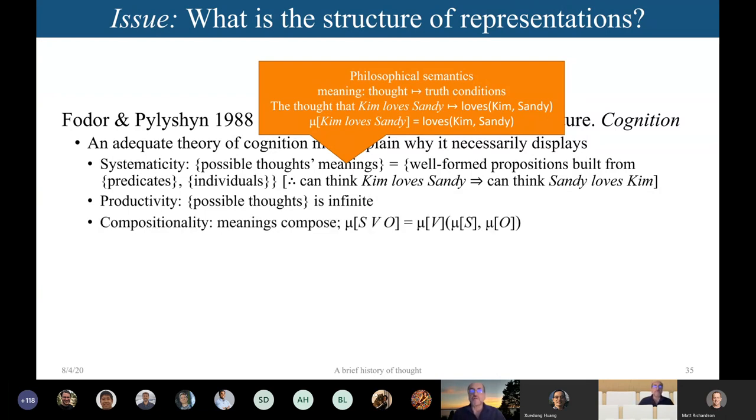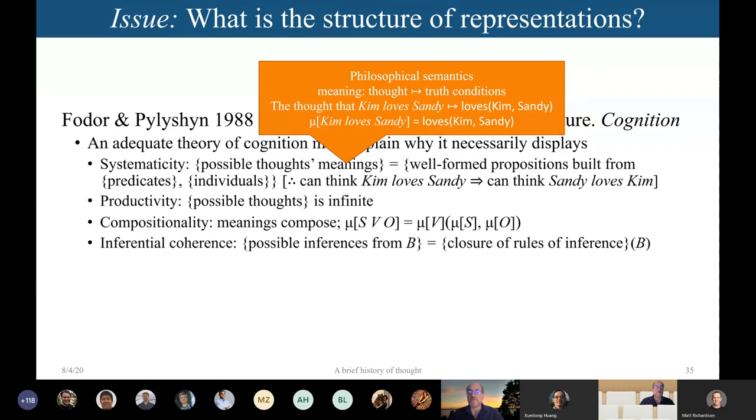Third property is compositionality. Meanings compose so that the meaning of SVO is the meaning of V applied to the meaning of S and the meaning of O, as we saw directly with Kim Love Sandy in the orange box above. Finally, their last property was inferential coherence. The set of possible inferences from a set of beliefs B that a cognitive agent possesses is the closure of a set of the agent's known rules of inference operating on B.